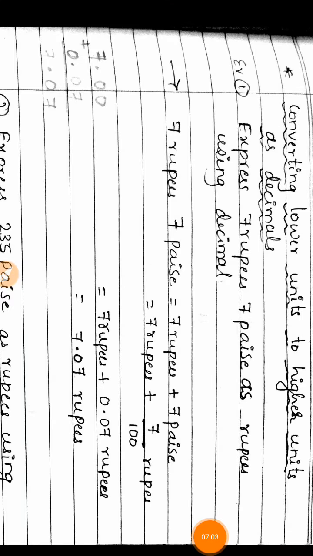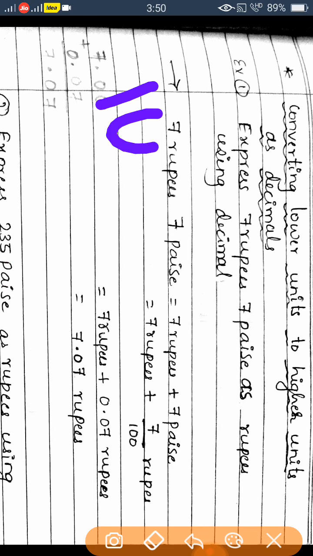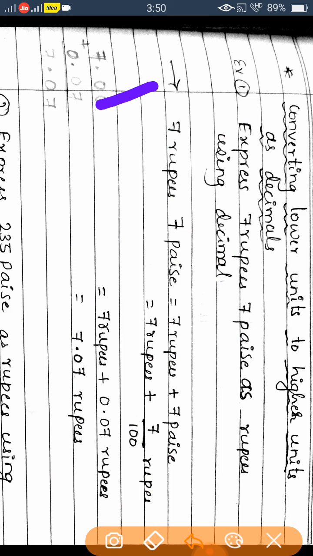See the next point. Converting lower units to higher units. Usually we will write like this: 100 centimeter is equal to 1 meter. So it is lower to higher. But how can we convert 1 centimeter into meters? It means 1 divided by 100. Just divide it so that you can get the numbers here. This is how it works in measures: centimeter, meter, kilometers.